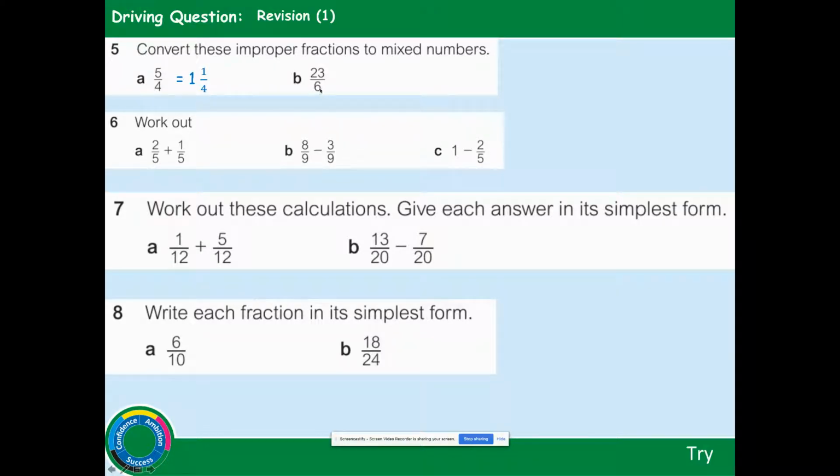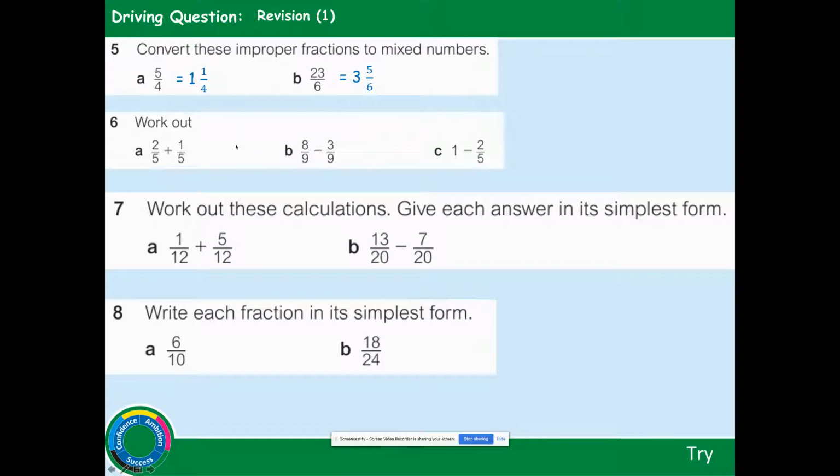With 6 for a whole one, we've got 23 bits. So how many lots of 6 can I make out of that? 6 fours are 24. I haven't got enough for 4 whole ones, so I've got 3 whole ones, and I'll have 5 left over. 3 6s are 18, 19, 20, 21, 22, 23. That's 5 bits left over, and your denominator will stay the same, 5/6.